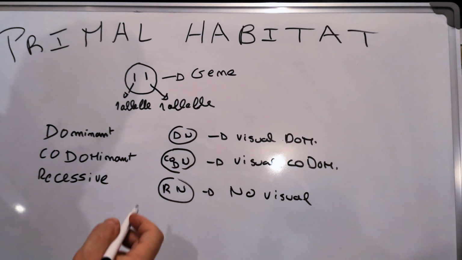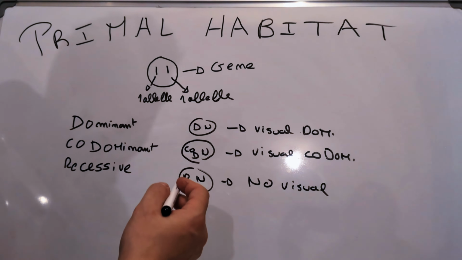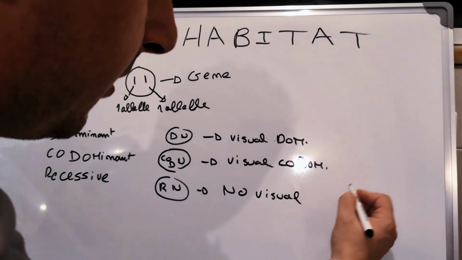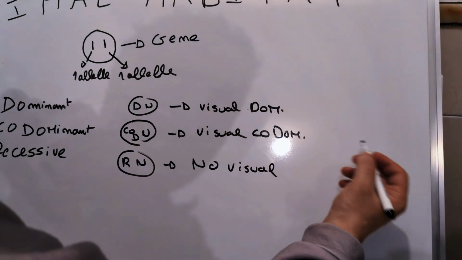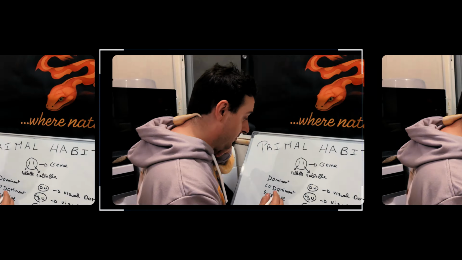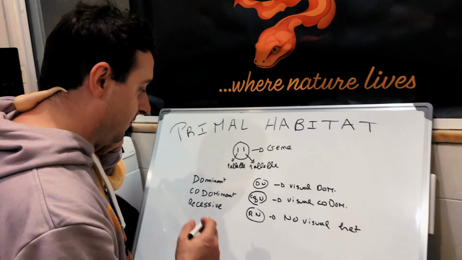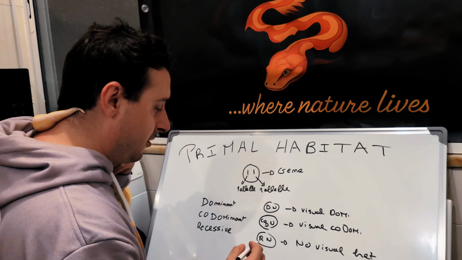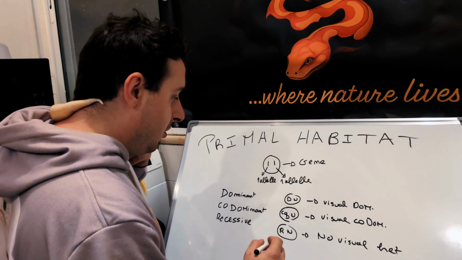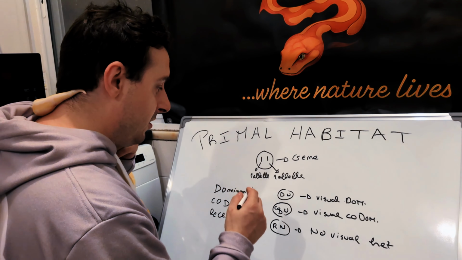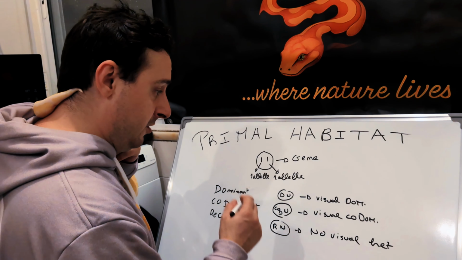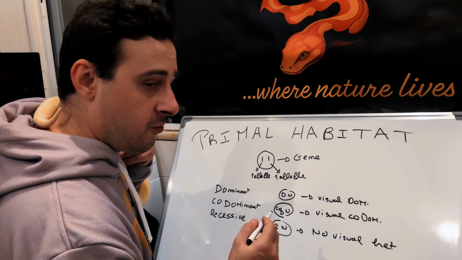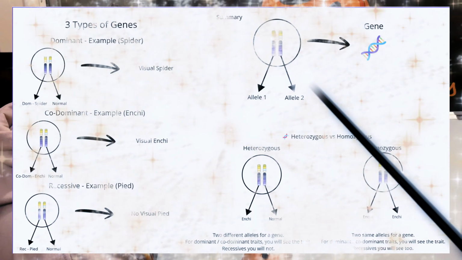When a snake only has one allele on each gene for that specific genetic, we call it heterozygous. So in the ball python community, we call it het. The difference between dominant, codominant, and recessive is that one allele shows visual in dominant and codominant, and only one allele in recessive shows no visual. When one snake only has one allele of that genetic in a gene, we call it heterozygous. And if it has 2, we call it homozygous. Okay?